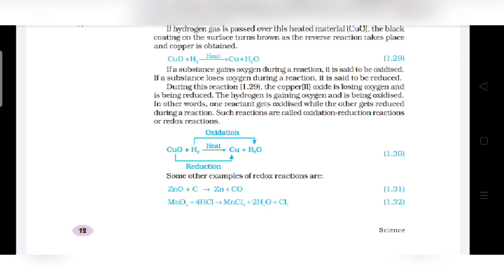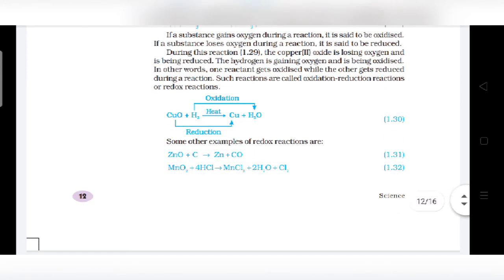You can see easily. Let's consider equation 1.31. ZnO plus C gives Zn plus CO. Now tell me students, in this whose oxidation is taking place and whose reduction is taking place. Let's take ZnO. It will become Zn, means oxygen is removed. So we can say that ZnO is being reduced to Zn, and at the same time carbon is oxidized to carbon monoxide. Good. Another example is given.